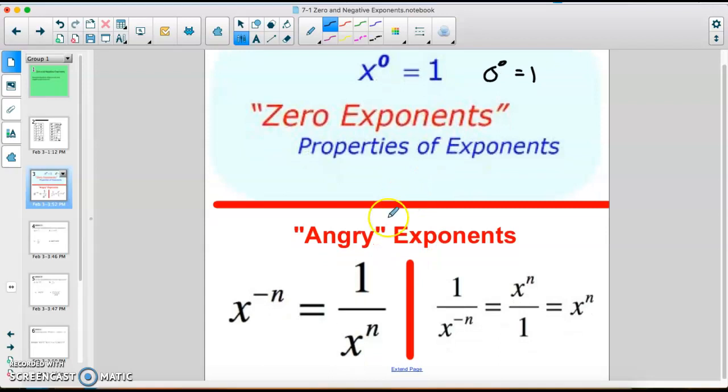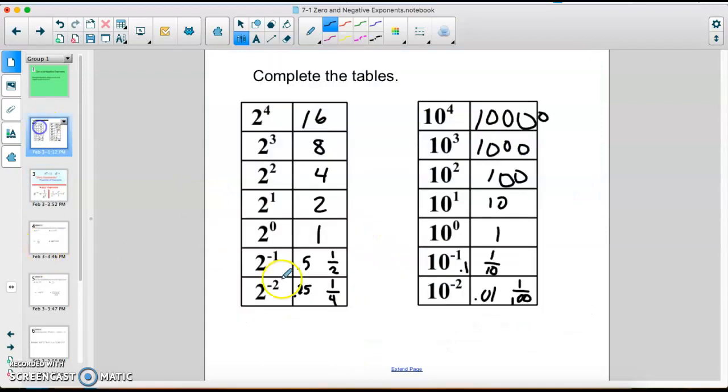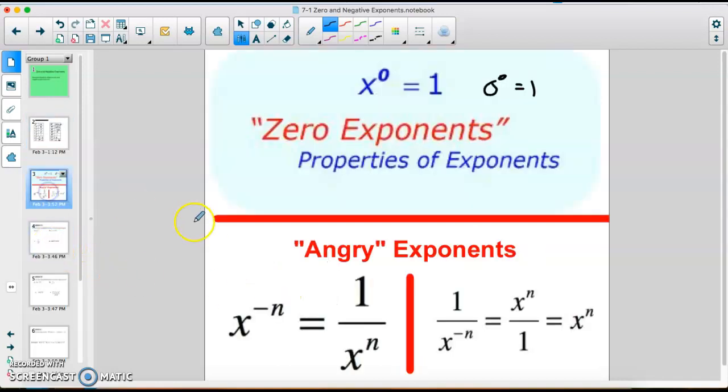All right, now, we had these negative exponents, right? Negative 1, negative 2. Let's just for fun call those angry exponents. Really, those are just exponents that don't want to be where they are. If we have a number to the negative n, it means that it switches sides of the fraction bar.